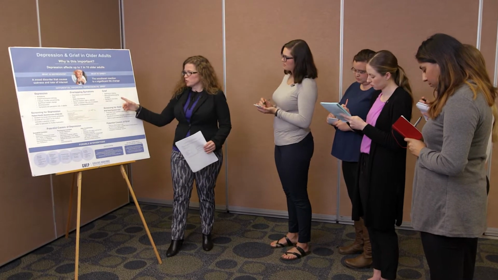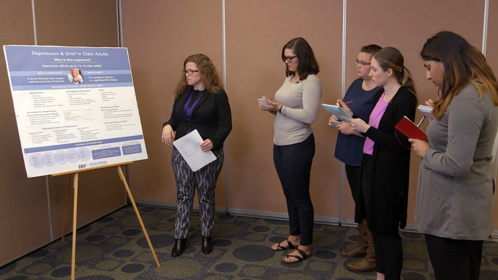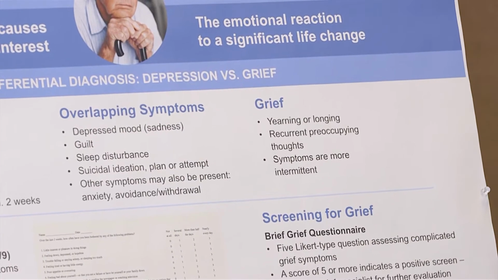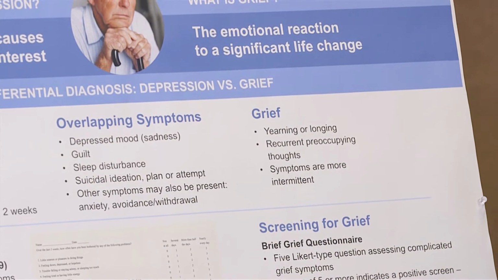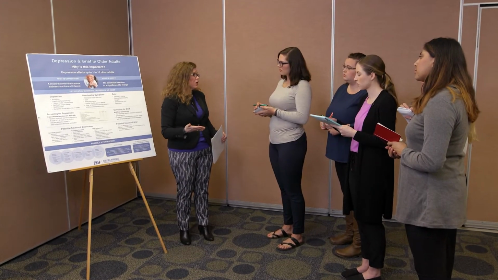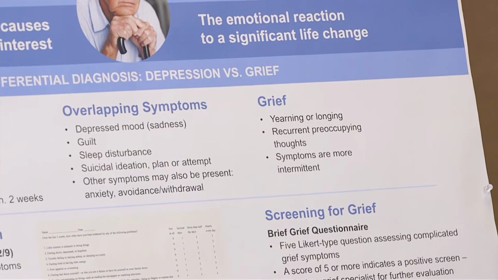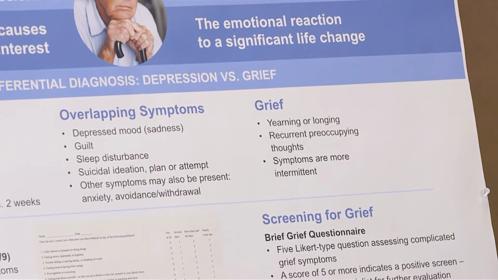I'm going to jump over to grief and then we'll talk about the overlapping symptoms. The symptoms more common in grief than depression would be a yearning or longing, really longing for that perceived loss. Recurrent preoccupying thoughts, so ruminating about the loss specifically. And symptoms are more intermittent. There may be times where the individual seems more upbeat, their mood is more elevated, and other times when they're not.